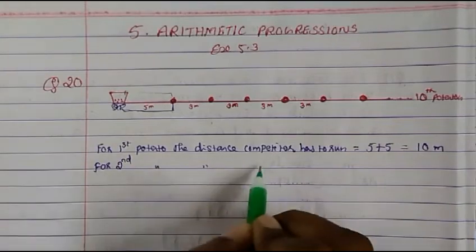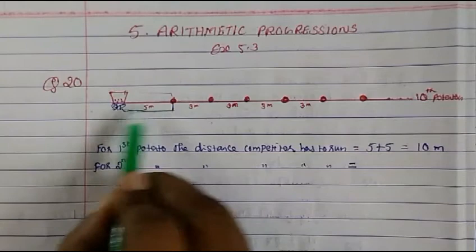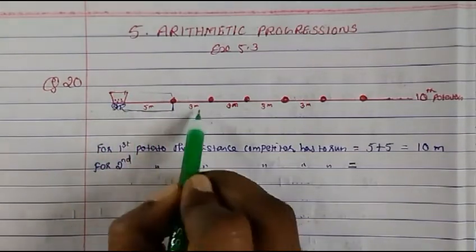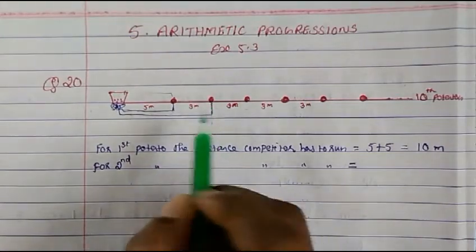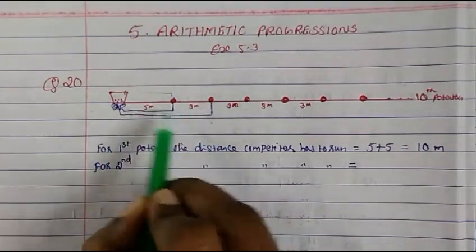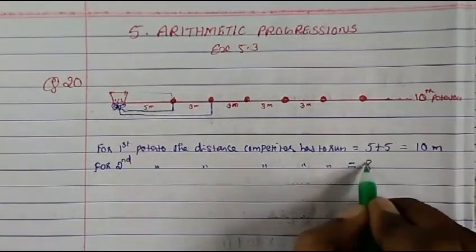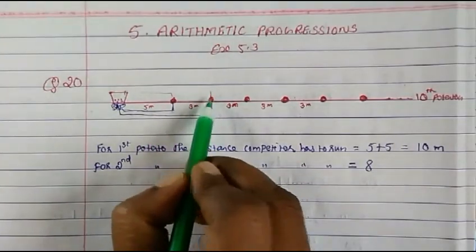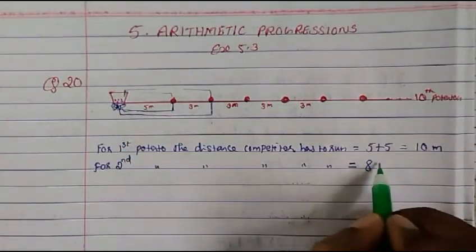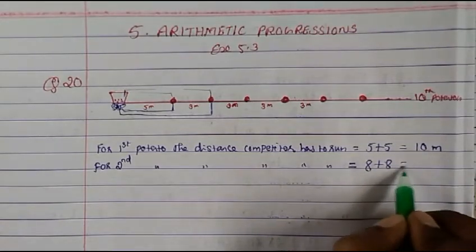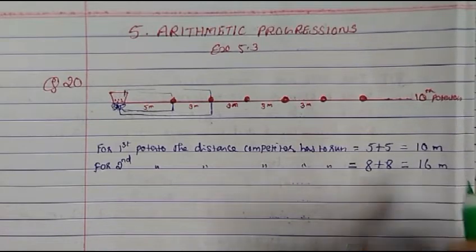Okay, same way for the second potato, the distance the competitor has to run. Now she came and put it back. Now for the second potato she has to run up to here. That means how much distance does she have to cover? 5 plus 3, total 8. Now again 8 meters she has to run back and put it in the bucket. So again 8 meters. So total we get 16 meters she has to run.